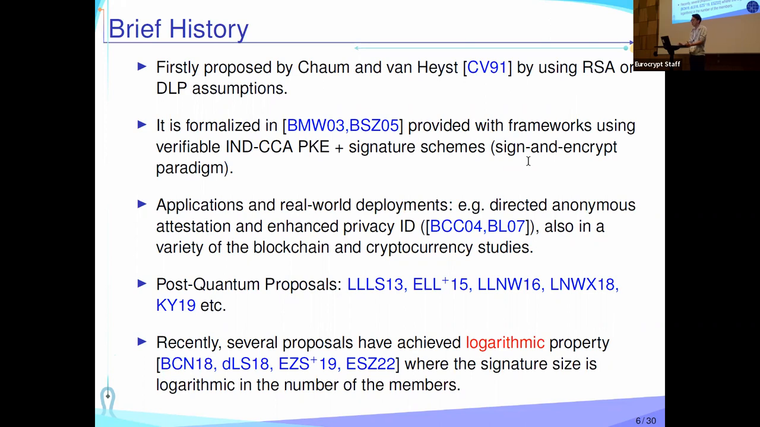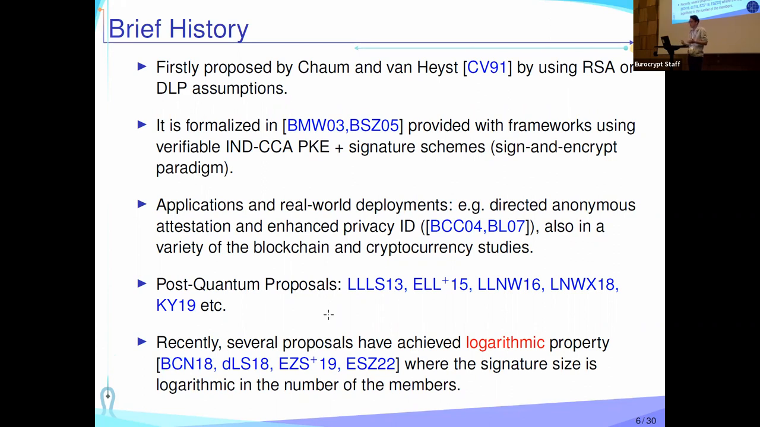There have been a lot of applications and real-world deployments using group signatures, like direct anonymous attestation, enhanced privacy ID, and a variety of applications in blockchain and cryptocurrency studies. There have also been a lot of post-quantum proposals after 2010, mainly from lattices. Recently, several proposals have achieved logarithmic signature size in the number of members, which means that even though your group is very, very large, your signature size can still be very compact.